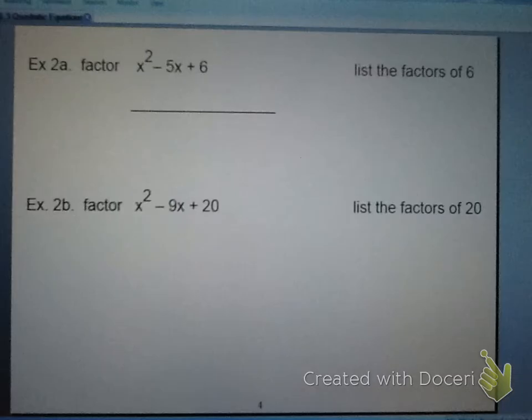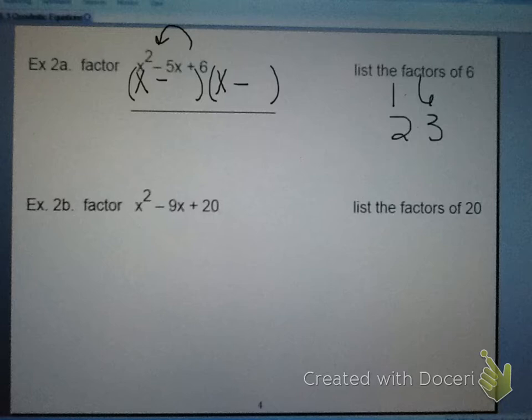Example 2a, we're going to make our two binomials. The last sign is positive, so they are both going to be whatever the first sign is. Factors of x squared, x and x. Factors of 6, 1 times 6, 2 times 3.